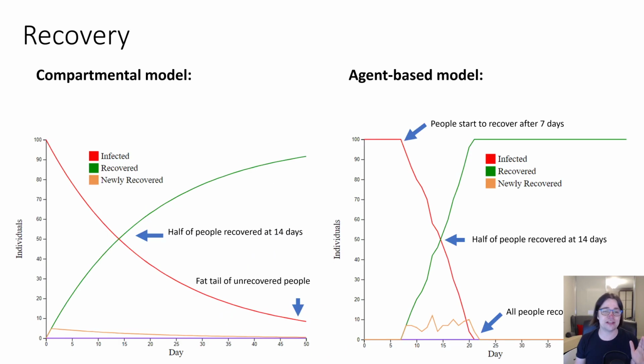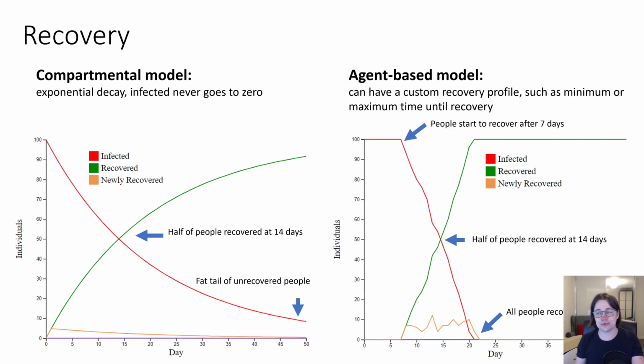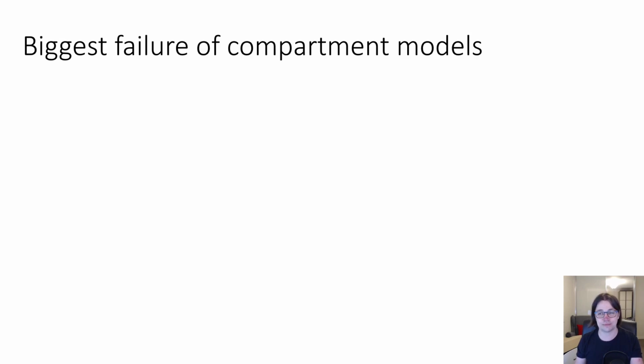And when we put these two models side by side, these are incredibly different outcomes for the individuals in this model. In the compartmental model, you have exponential decay and the infected never goes to 0. Whereas the agent-based model has a custom recovery profile, such as a minimum and a maximum time until recovery. And this is really the biggest failure of compartmental models.